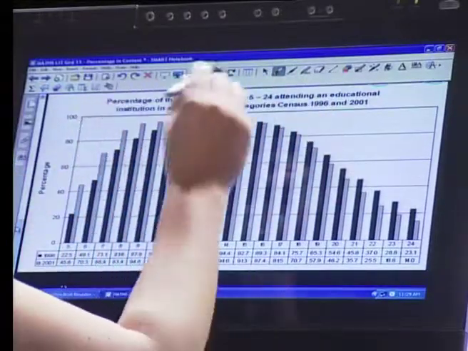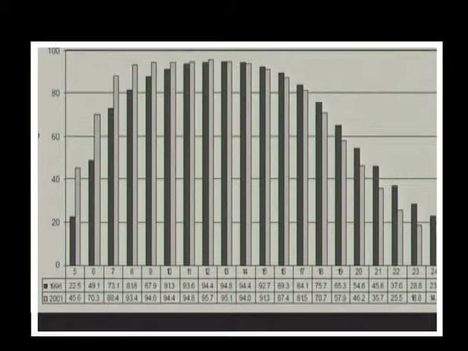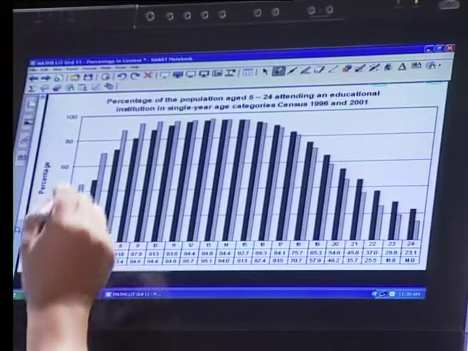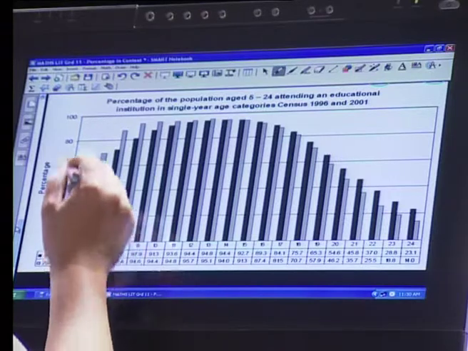This is the percentage of population aged 5 to 24. So now we've got from pre-primary through high school and probably a little bit of tertiary education. So 24, I hope you're not in high school, attending an educational institution in a single year, and we're looking at the census from 1996 and 2001. 1996 is our dark grey, 2001 is our lighter grey.